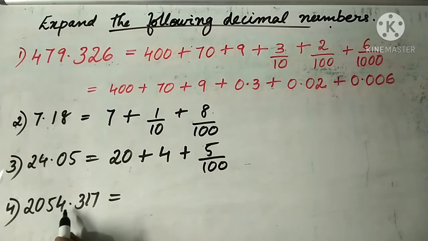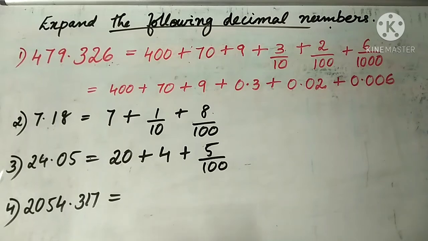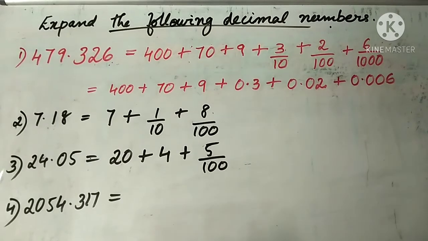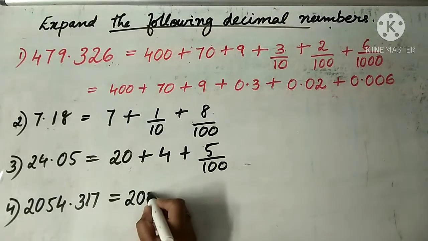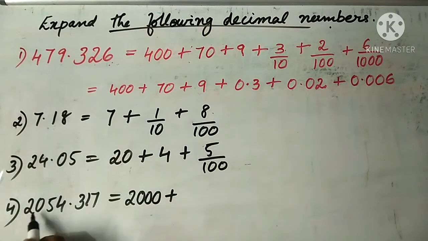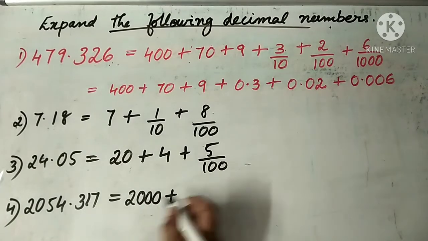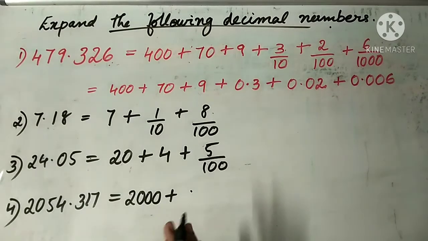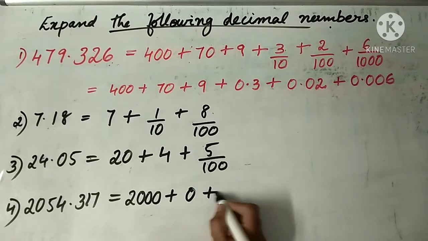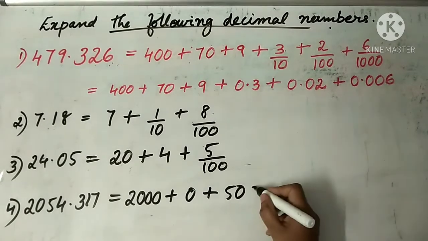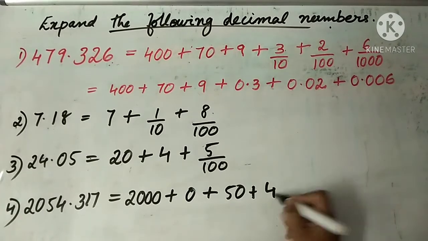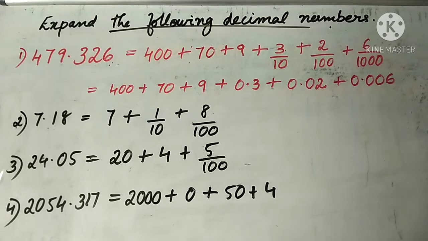Okay. Fourth question, 2054.317. The number before the decimal point we expand as we expand the whole number. 2 is in the 1000 place, 2000, plus next comes 0. Either we can write 0 or no need to write anything. Okay. Plus 5 is in the tens place, so 50, plus 4 is in the ones place. So the whole number part is over.